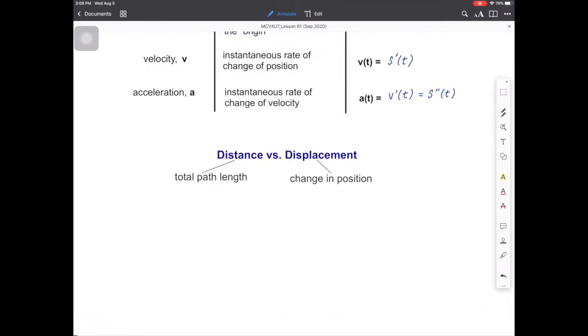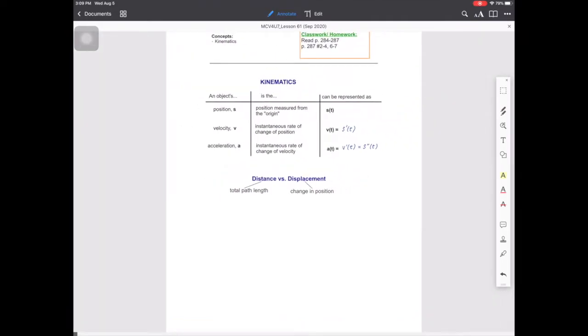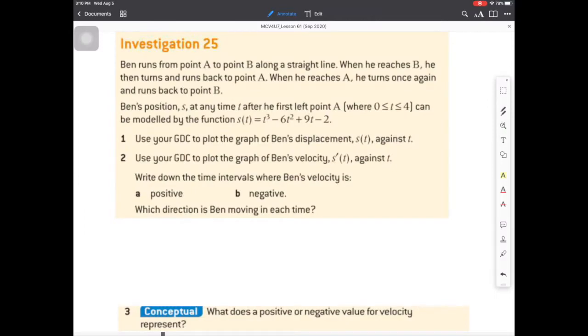Now let's move on to your investigation. Pause the video until you have finished at least the first one before you look at the answers. Now let's take a look at investigation 25. You're given a function of Ben's position, s of t. Use your GDC to plot the graph of Ben's displacement against t, and then you're asked to find Ben's velocity.